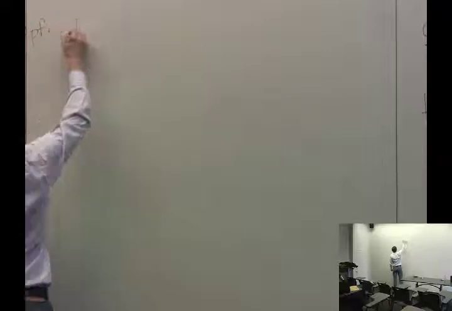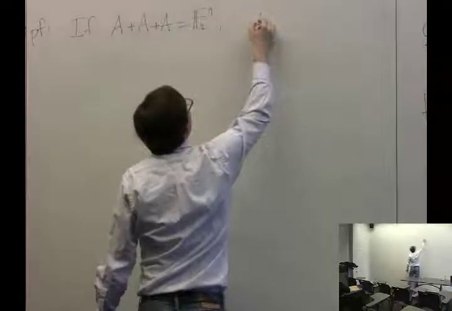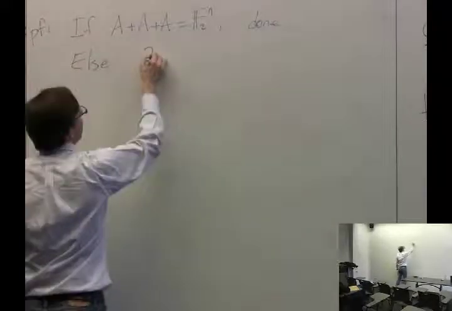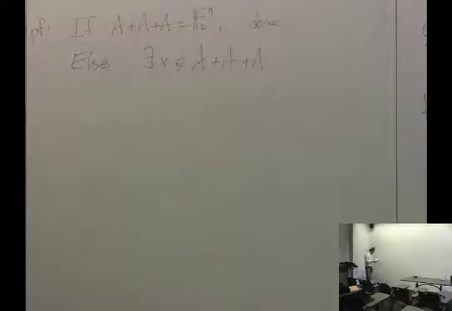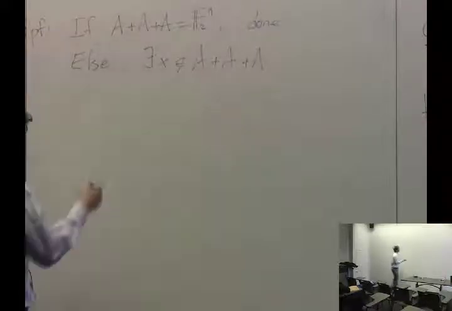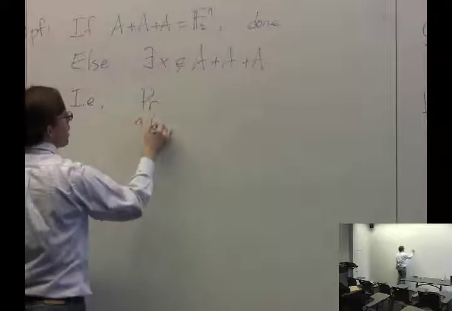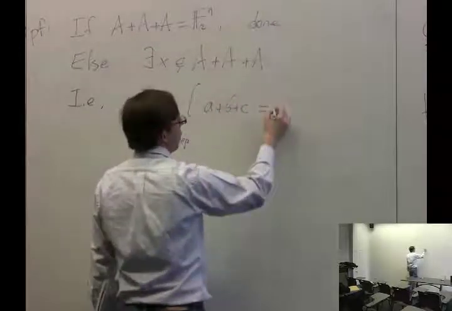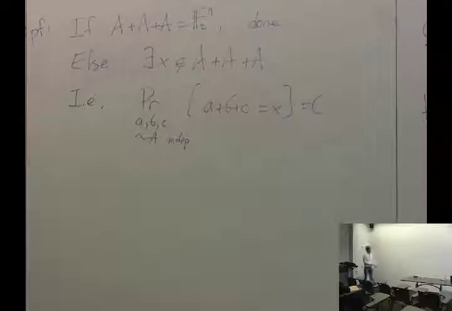Okay, so well, if A plus A plus A is everything, then we're done. It's an easy first step. Now we have to do more. Otherwise, there is some x which is not in A plus A plus A. Okay, so far so trivial. Now, let me phrase the same statement in a funny way. If you were to pick three elements a, b, and c uniformly from A and independently, and you were to look at a plus b plus c, the probability that that would equal x is 0. I guess those are equivalent statements.